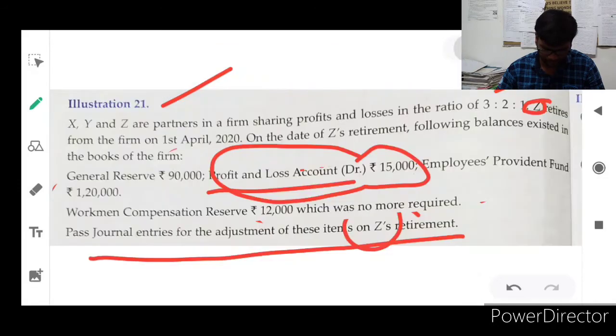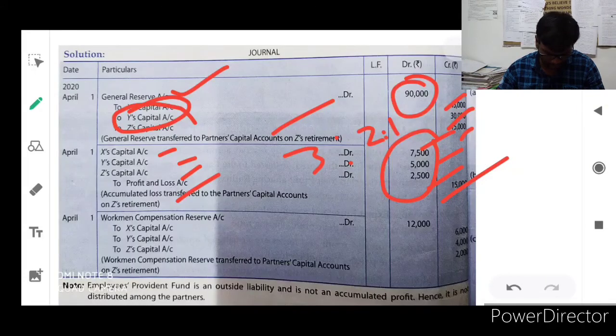And what is the next one? Workmen's compensation reserve. And before that, provident fund is there. For the provident fund, they have given notes. Provident fund is an outside liability and it is not accumulated profit. It is not an accumulated profit. Hence, it is not distributed among the partners. It is a provident fund.